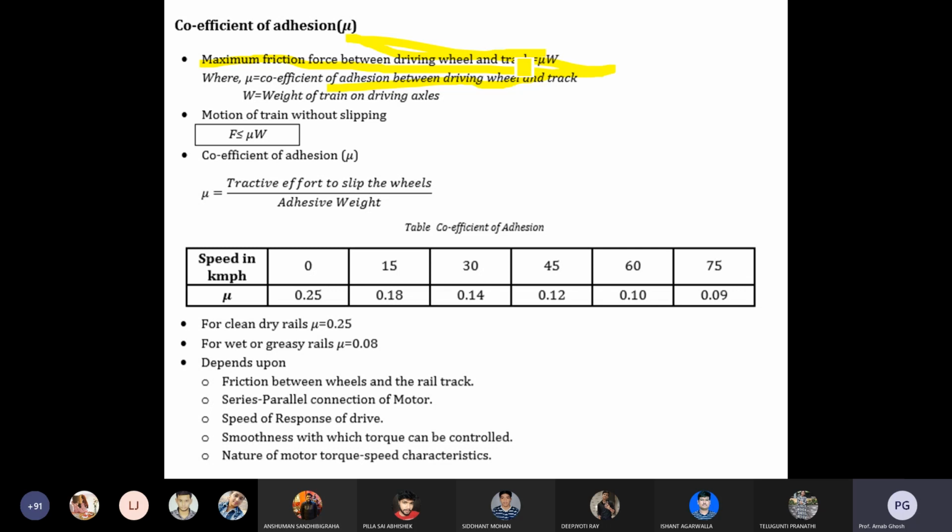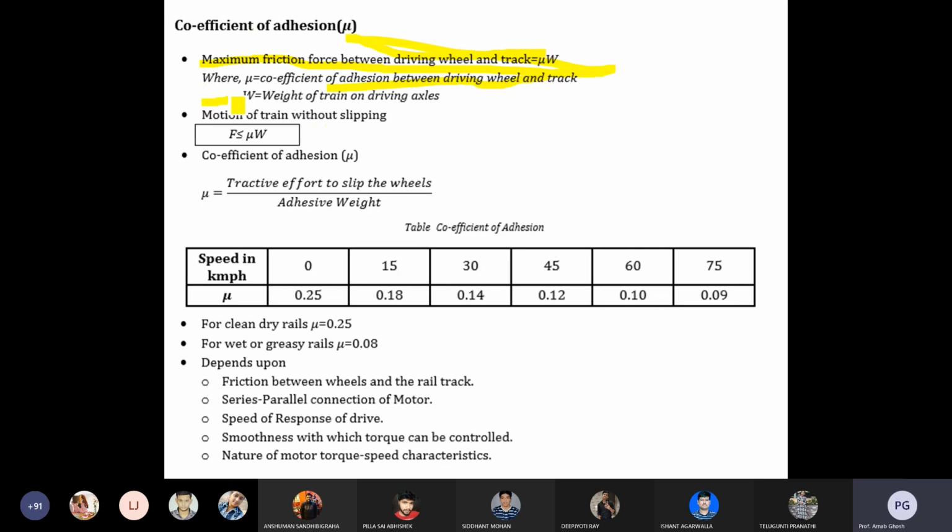Or you know, that friction constant. And W equal to what? Weight of the train on the driving wheel. How much weight is it? That means how much load is taken care of by the driving wheel. That you need to again understand. So these all are very important factors.